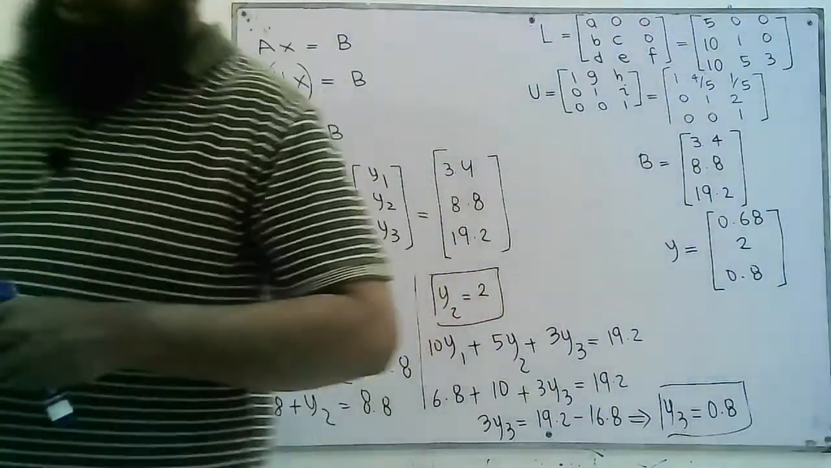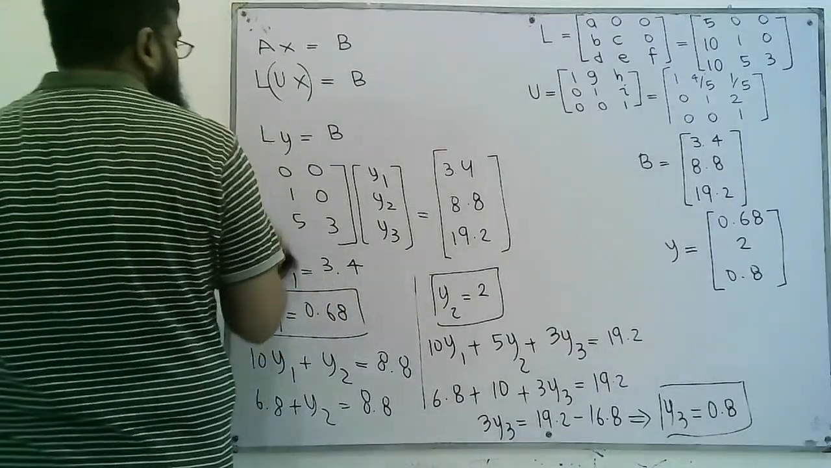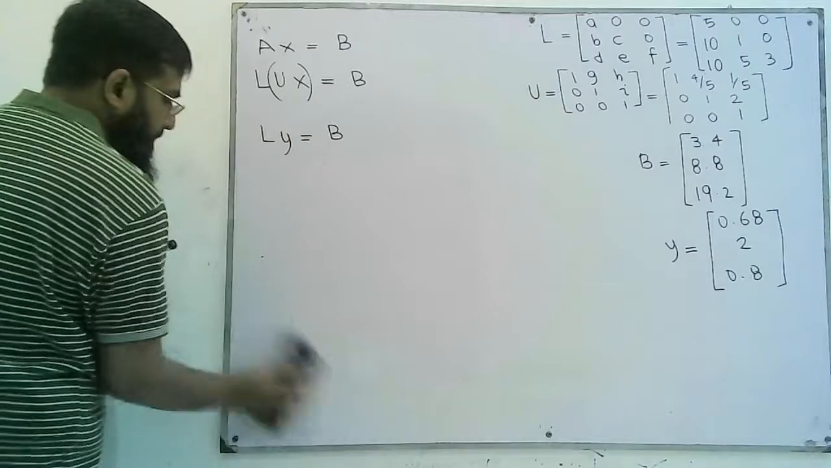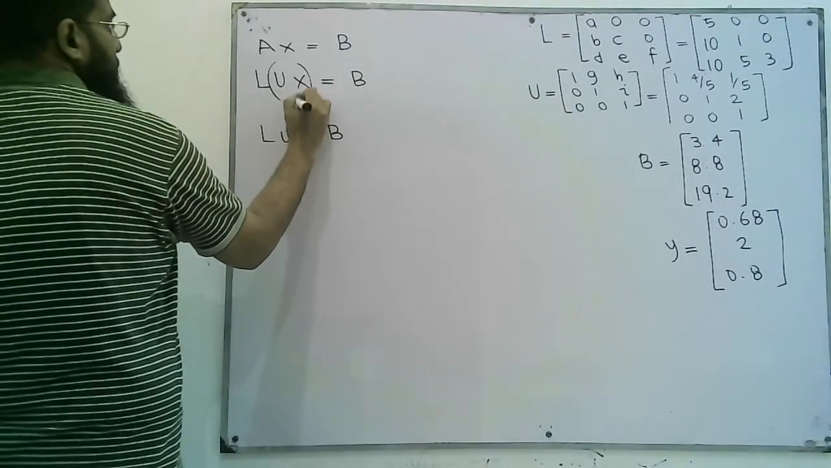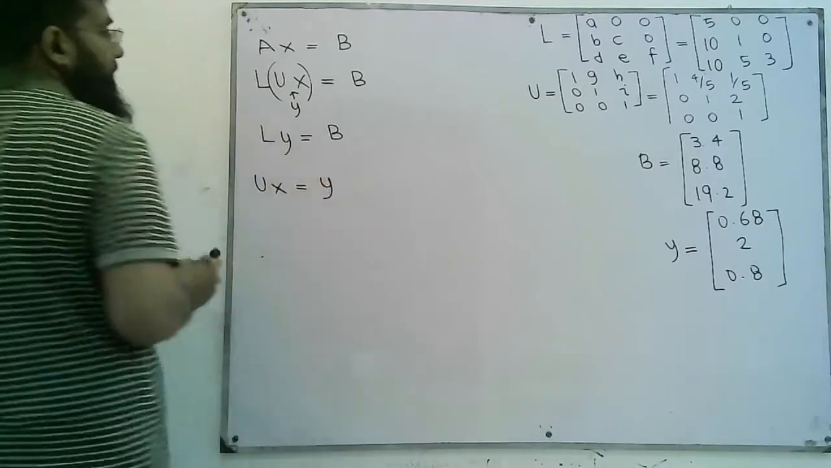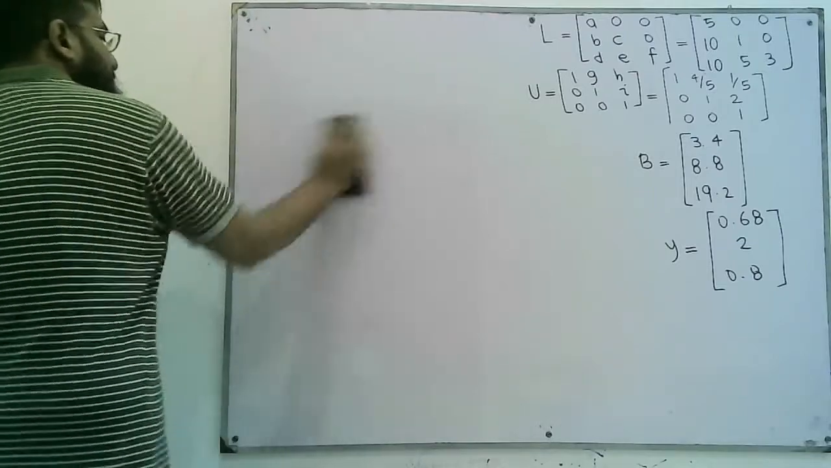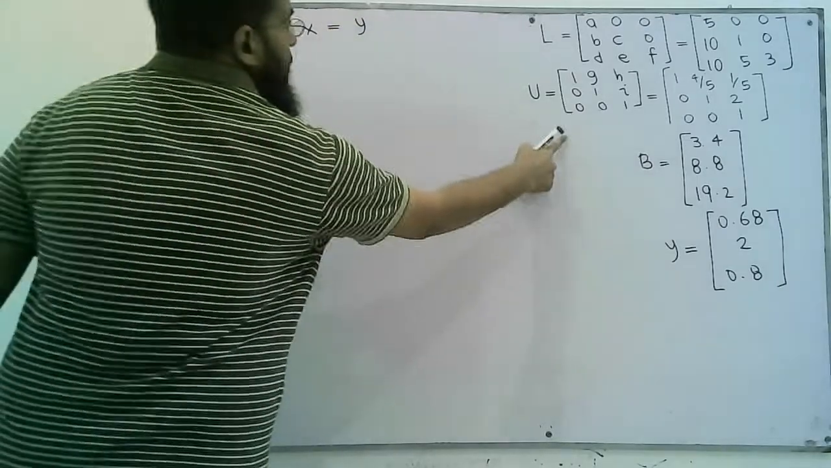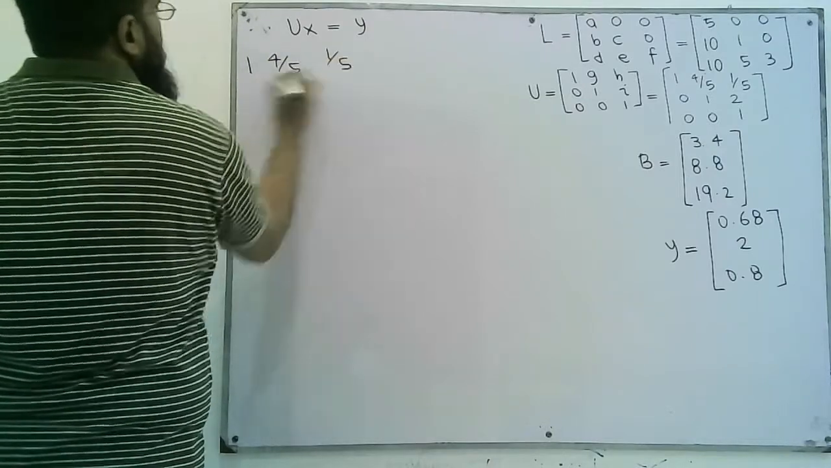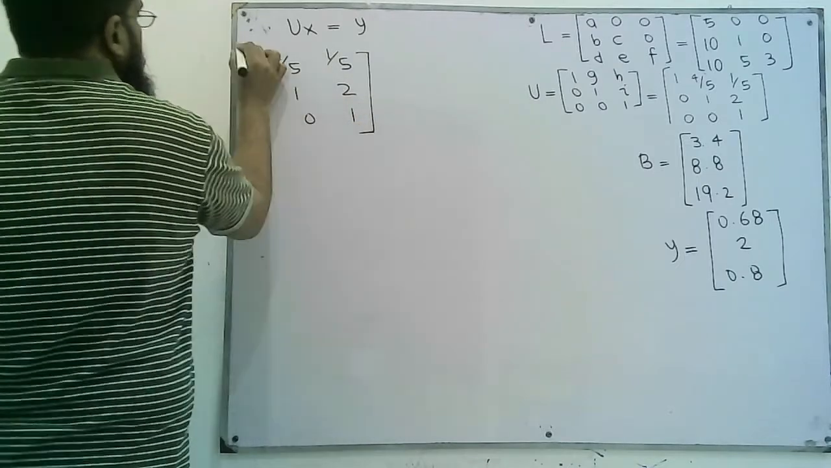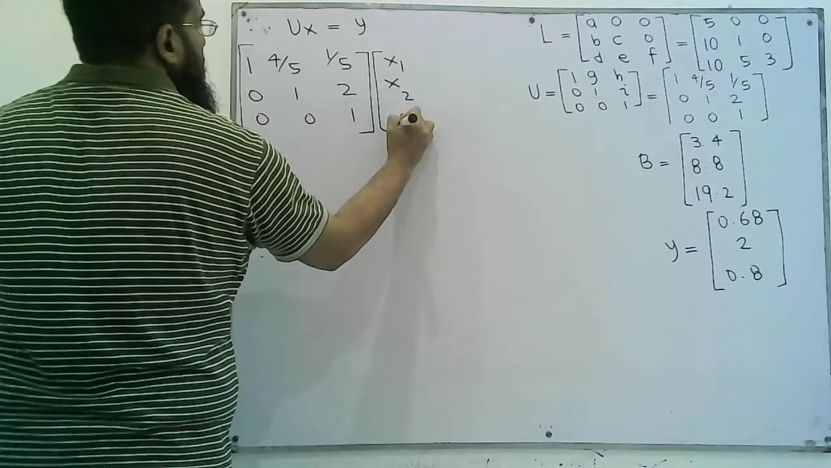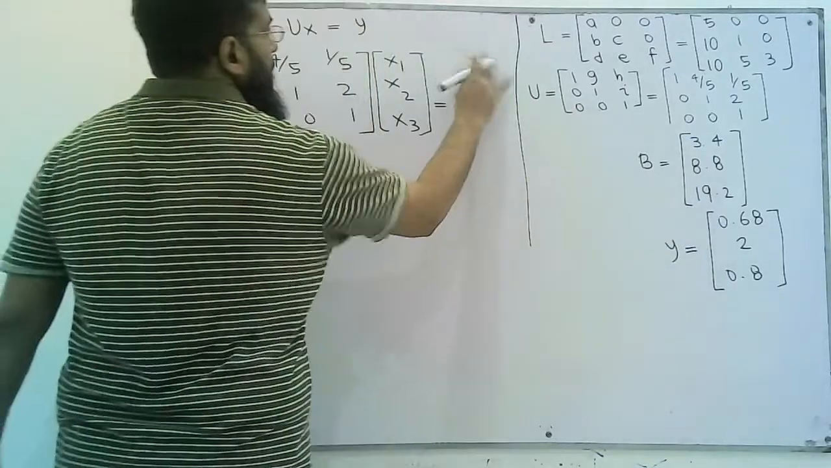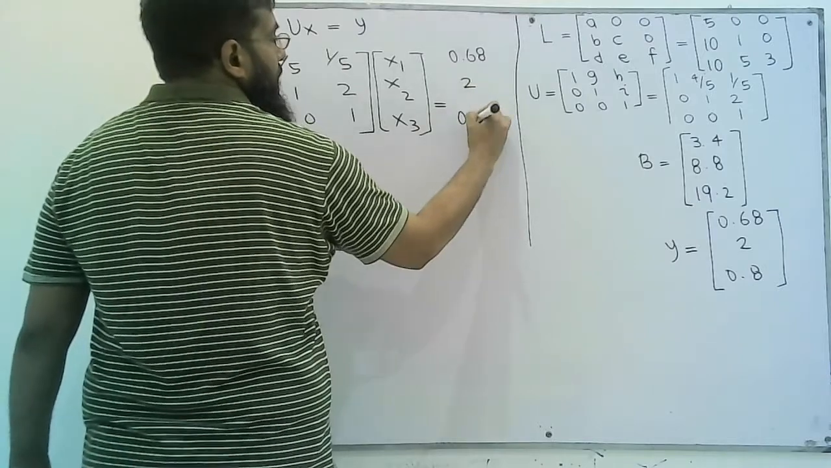Now we are in a position to find X, the set of unknowns x1, x2 and x3, using the fact that UX is equal to Y. U is the upper matrix, this one: 1, 4 over 5, 1 over 5, 0, 1, 2, 0, 0, 1, times x1, x2, x3 is equal to Y, that is Y1, Y2 and Y3: 0.68, 2 and 0.8.